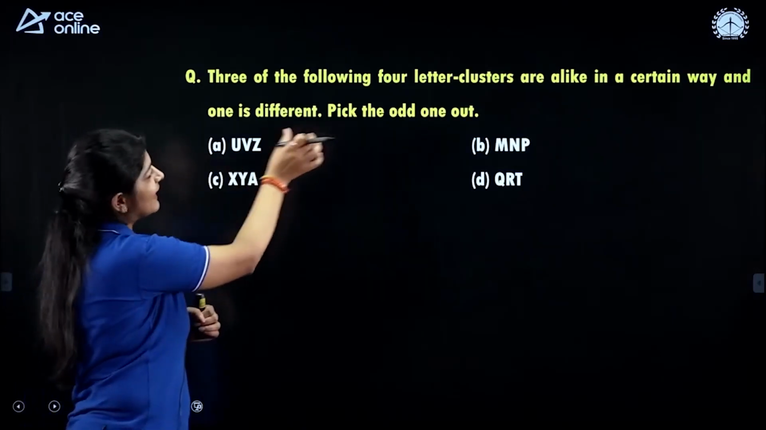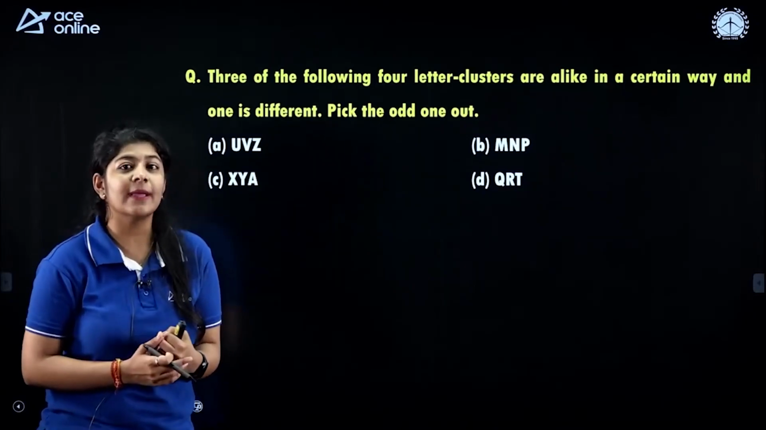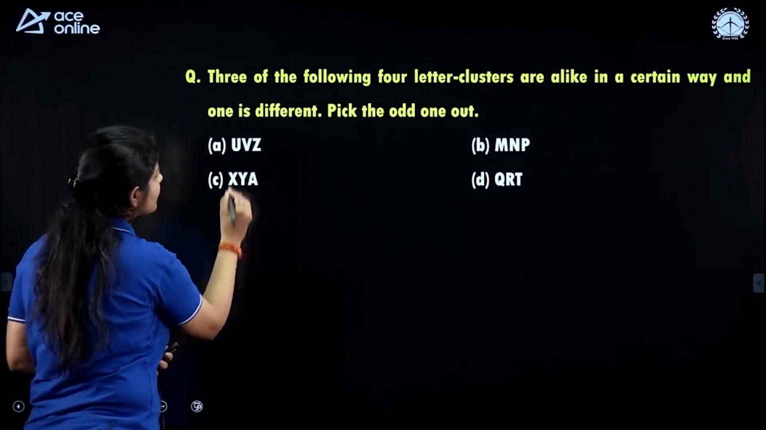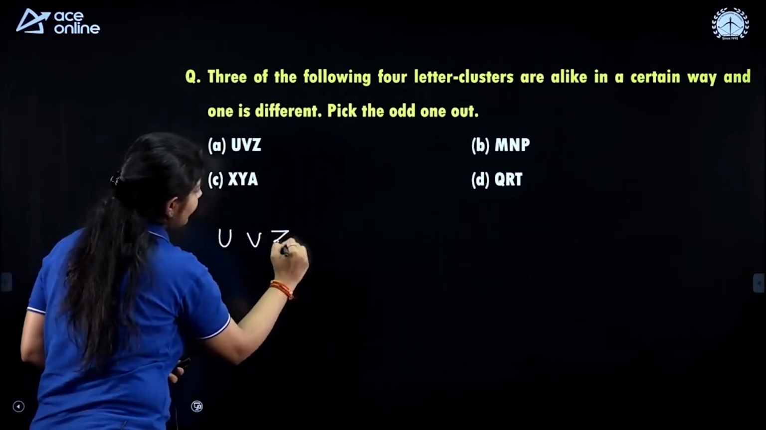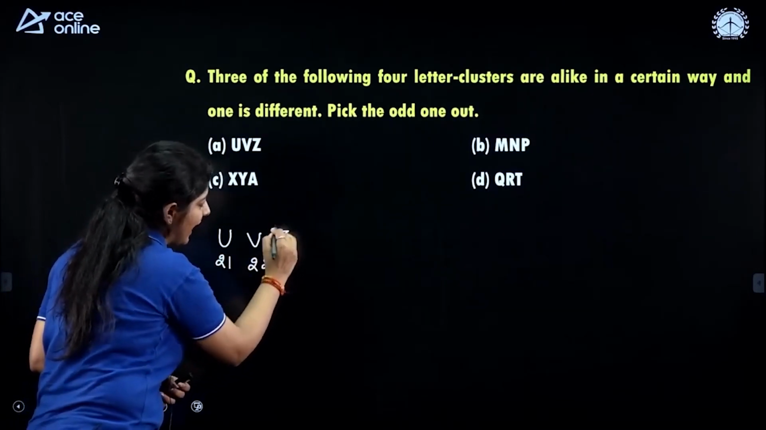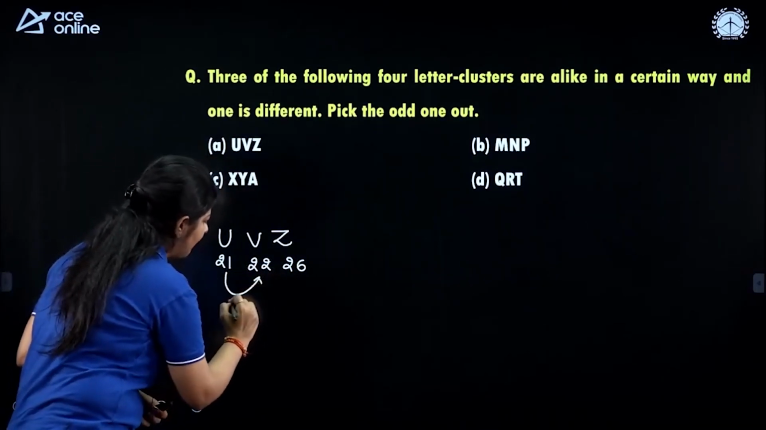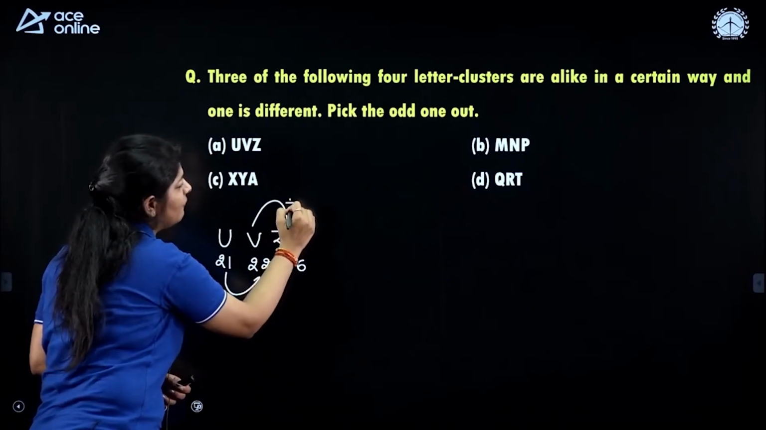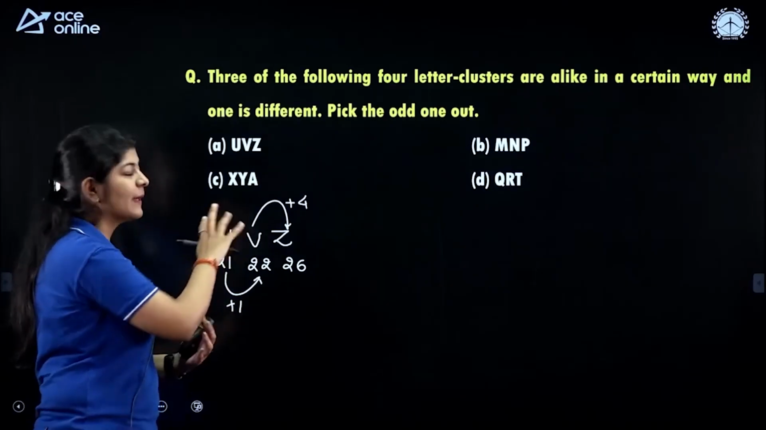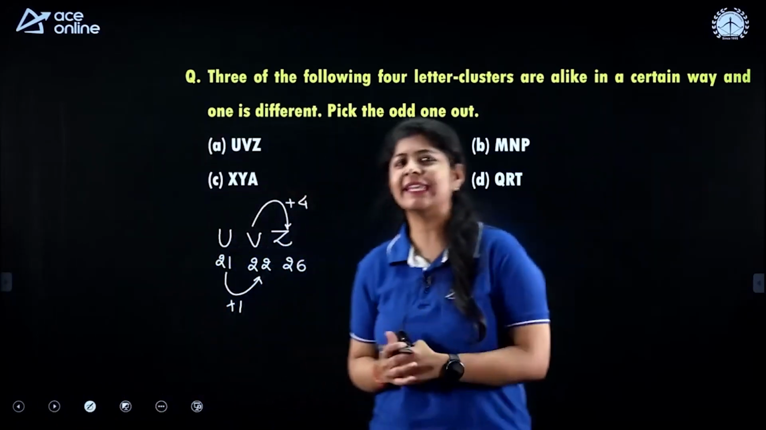Now here, all these are alphabets. If I know the associated numbers of the alphabets, I can quickly solve all these types of questions. I know that U is associated with 21, V is associated with 22, and Z is associated with 26, right? There's a gap of +1, then a gap of +4. So this is a pattern I am getting in this option. Now check with the rest of the options: are we getting the same pattern?